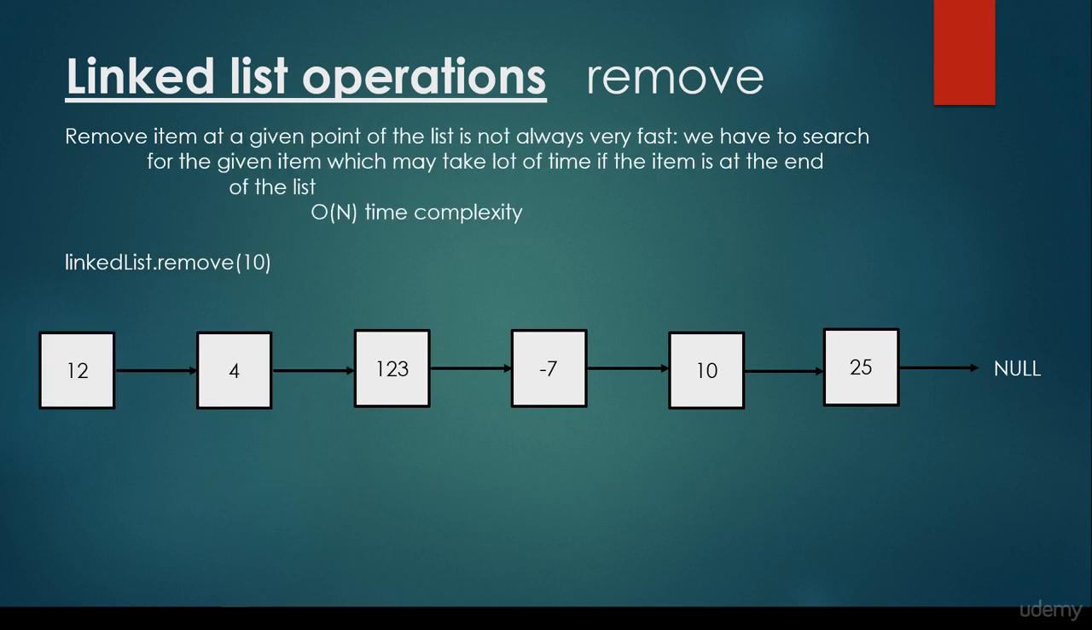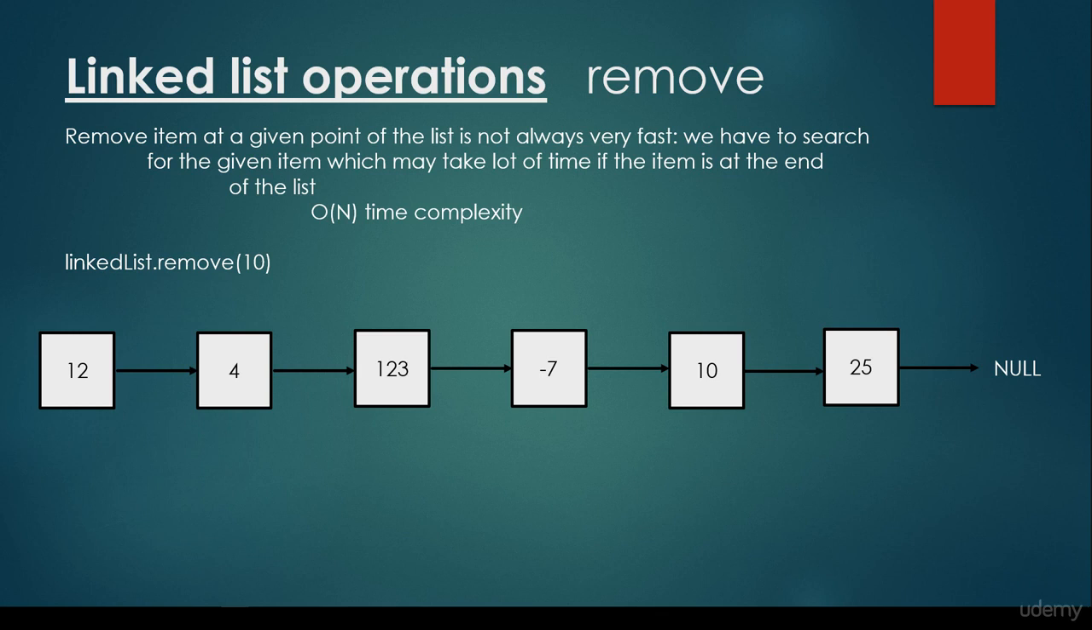What if we would like to remove an item at a given point of the linked list? It's not that fast because first we have to search for the given item, which may take a lot of time if the item is at the end of the list. So that's why it's going to be an O(n) linear time complexity algorithm. And it's very important, although I don't want to repeat myself over and over again, that we are not able to use random access as we have seen for arrays, because here we can access the root node only, and with the help of the root node we are able to traverse the whole linked list with the help of the next node pointers, but anyways, we can access the root node only.